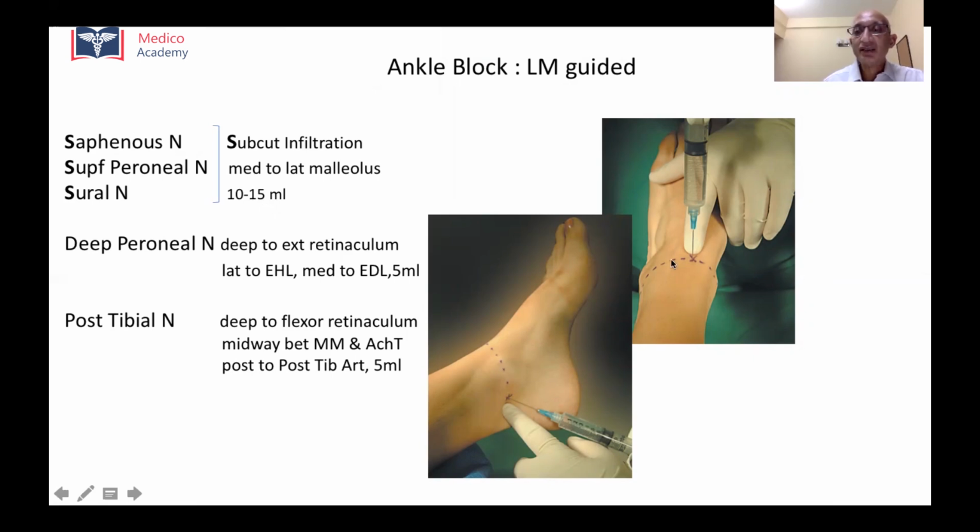And on this very line, at the anterior aspect of the ankle, we can target the deep peroneal nerve, which lies deep to the extensor retinaculum between the extensor hallucis longus and extensor digitorum longus. 5 ml is sufficient. And the posterior tibial nerve is targeted deep to the flexor retinaculum, midway between the medial malleolus and Achilles tendon, posterior to the posterior tibial artery. Again, 5 ml is sufficient.